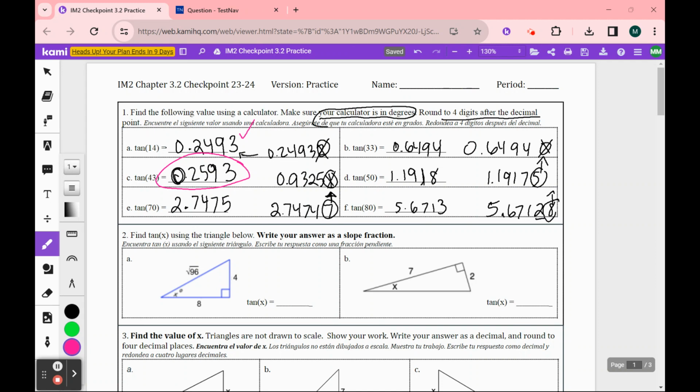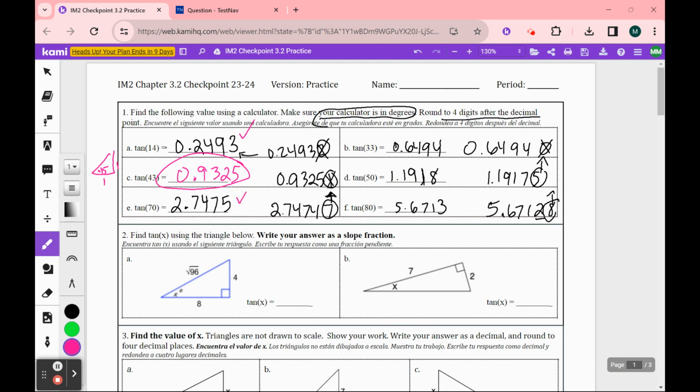Yeah, I made a big mistake. Why did I write 259? It was 9325. Okay, I'll fix that. 0.9325. I knew I had to be wrong because remember, tan of 45 degrees is equal to 1. Tan of 43 is almost tan of 45. It should have been closer to 1, just like it is here.